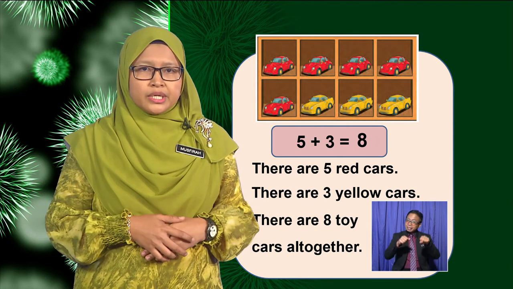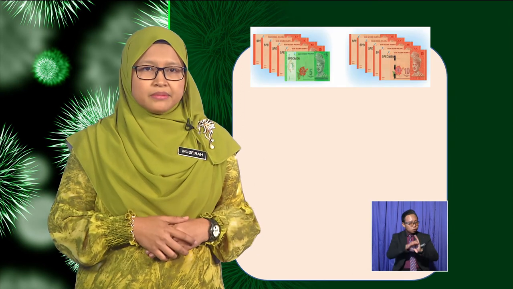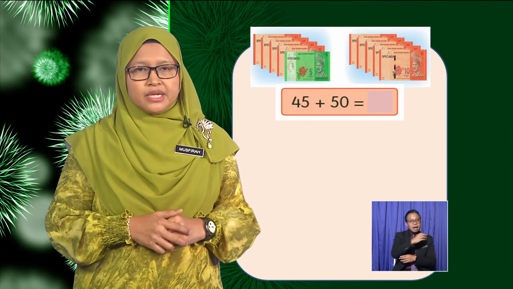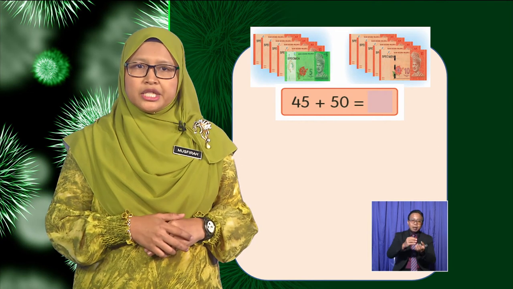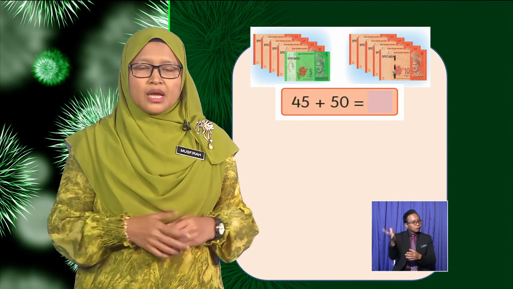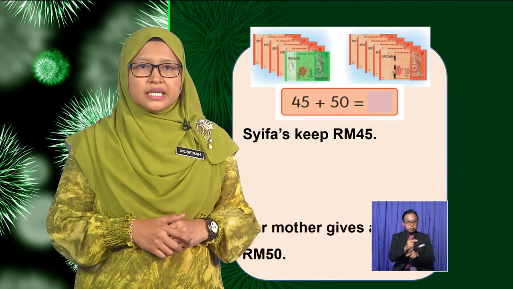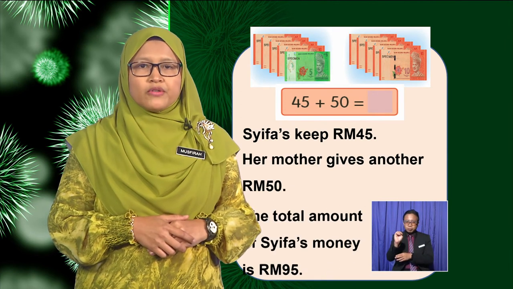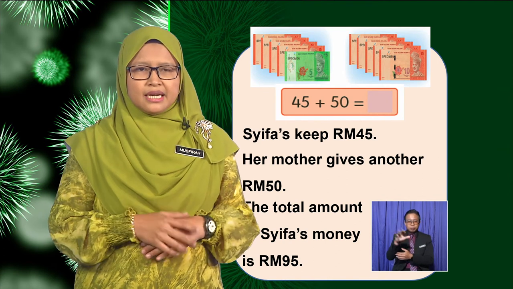Can you create a story based on this picture? It is about money. 45 ringgit and 50 ringgit. The total amount of the money is 95 ringgit. Let us create a story. Shifa keeps 45 ringgit. Her mother gives another 50 ringgit. The total amount of Shifa's money is 95 ringgit. Well done!